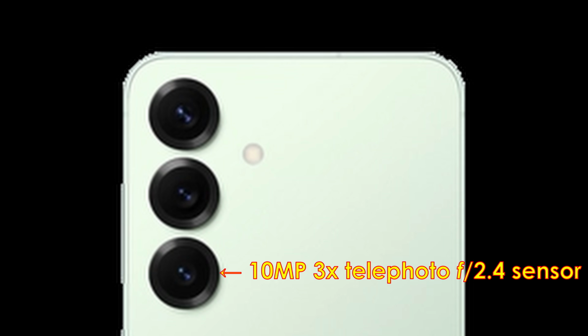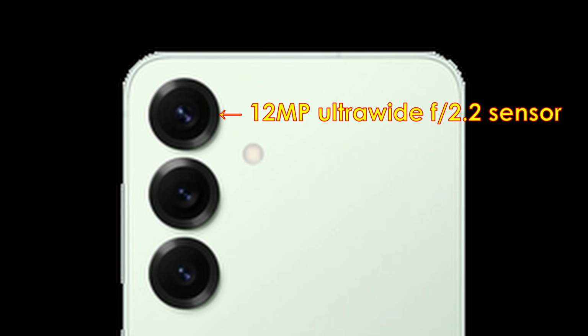The S25 uses a 50 megapixel main sensor with f1.8 aperture, as well as a 10 megapixel 3x telephoto sensor with an f2.4 aperture and a 12 megapixel ultra wide with an f2.2 aperture. It too has dual optical image stabilization, and the ultra wide zoom is 0.6x instead of 0.5x on the S10. Additionally, it can take 8K video at 24 or 30 frames per second, which can only happen if you use the main sensor.